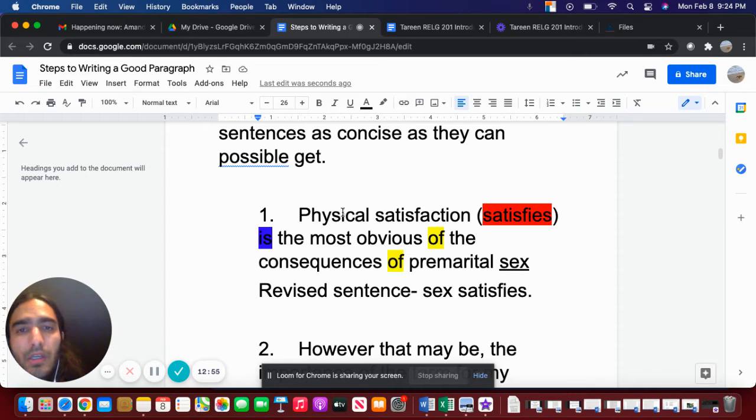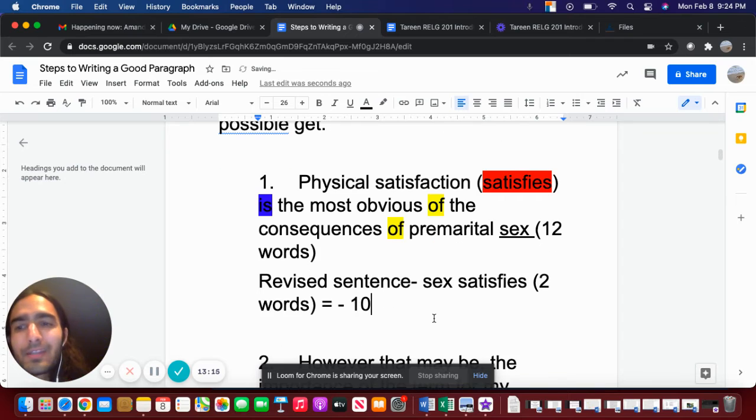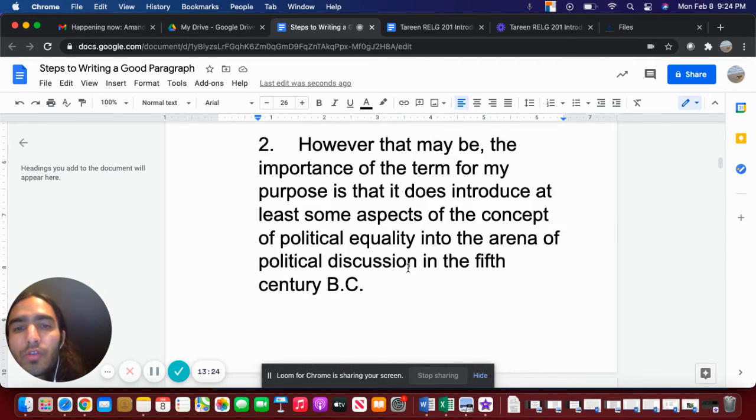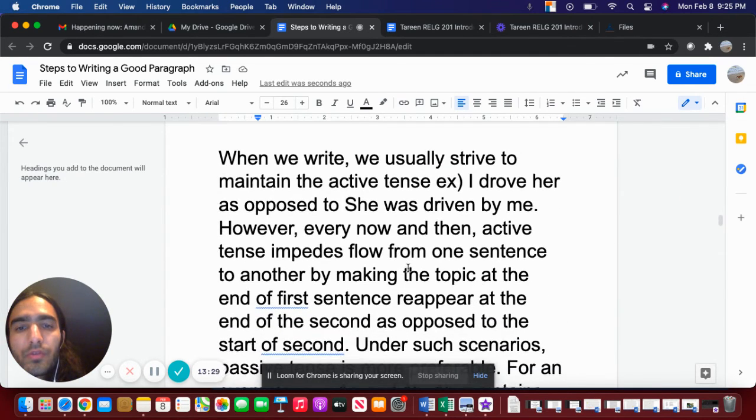Sex satisfies. So I reduce 1, 2, 3, 4, 5, 6, 7, 8, 9, 10, 11, 12 words. I reduce that to two words. Okay. The difference of 10 words. That's plenty. That's a lot of words in one sentence. A good, decent sentence. I was still able to churn out 10 words out of that and make it shorter. So you can do other exercises like that, which I have here, other sentences that students can go through.